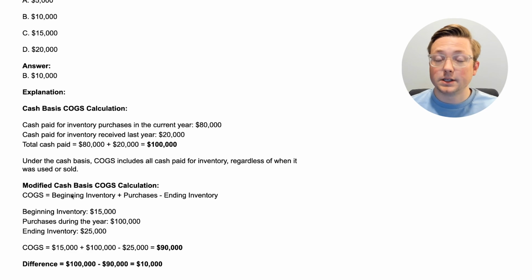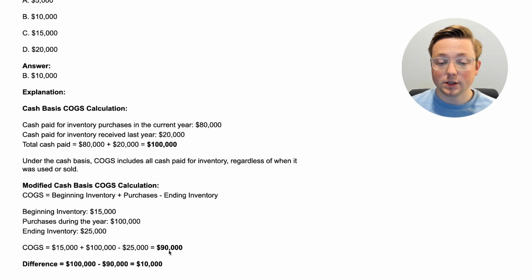Under modified cash basis, this is a lot more similar to what you're probably used to under normal financial accounting. COGS is the beginning inventory plus the purchases less the ending inventory. So you take the beginning inventory of $15,000 plus the purchases of $100,000 less the ending inventory of $25,000, and that gives you a total of $90,000 of modified cash basis COGS.